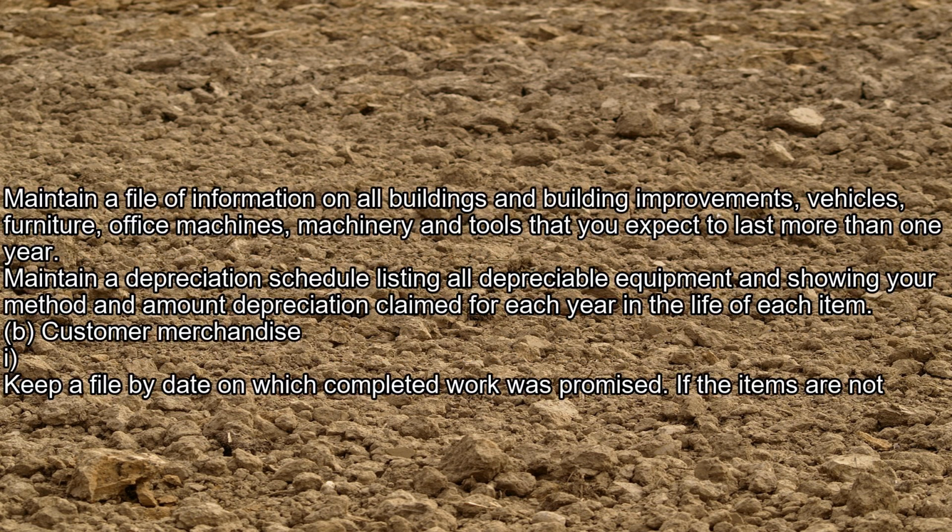Entrepreneurship, production planning and control. Maintain a file of information on all buildings and building improvements, vehicles, furniture, office machines, machinery, and tools that you expect to last more than 1 year. Maintain a depreciation schedule listing all depreciable equipment and showing the method and amount of depreciation claimed for each year in the life of each item.